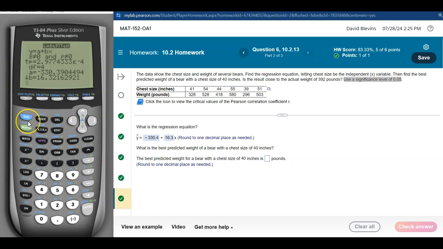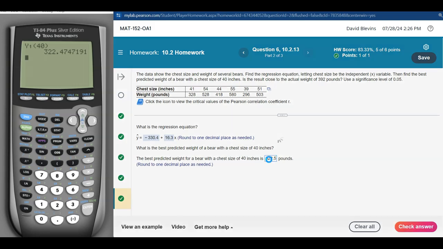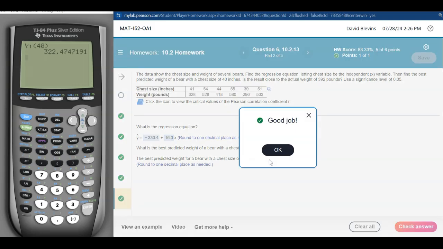Now, the easiest way, in my opinion, to use the regression line, once you have stored it in the calculator, is to go back to that vars menu, call on the functions, and call Y1, and then you just use function notation. So I'm going to open a parenthesis, put in the estimation, the 40, close that parenthesis, and hit enter. And there's my estimation. All right, round to one decimal place, so that'll be 322.5. All right, hit enter. So there is my predicted value.